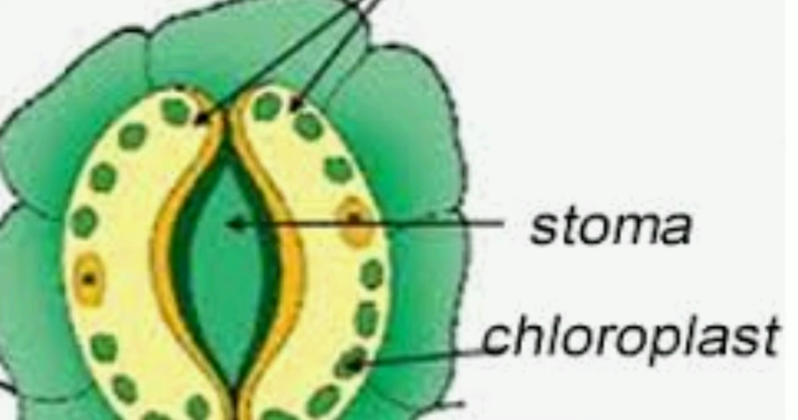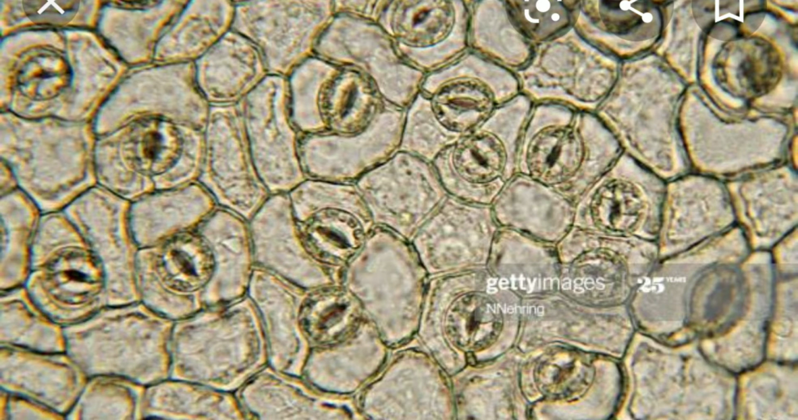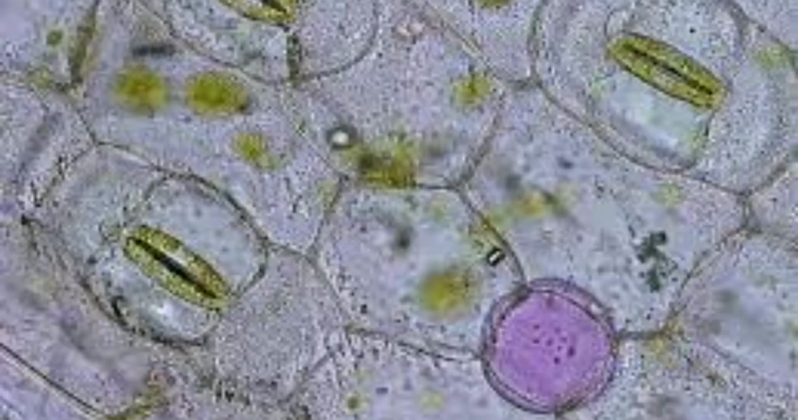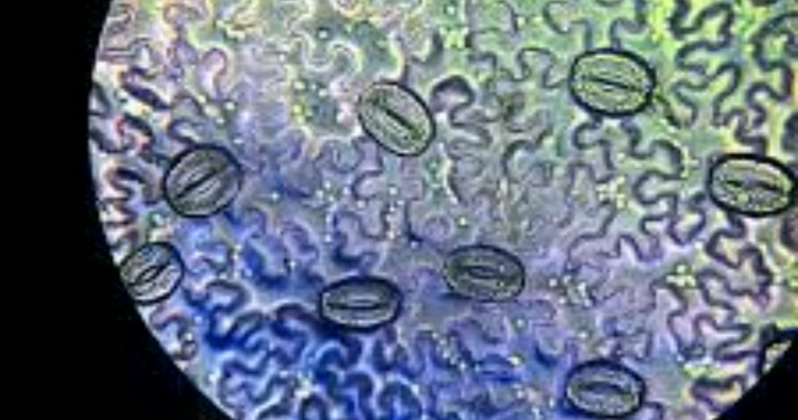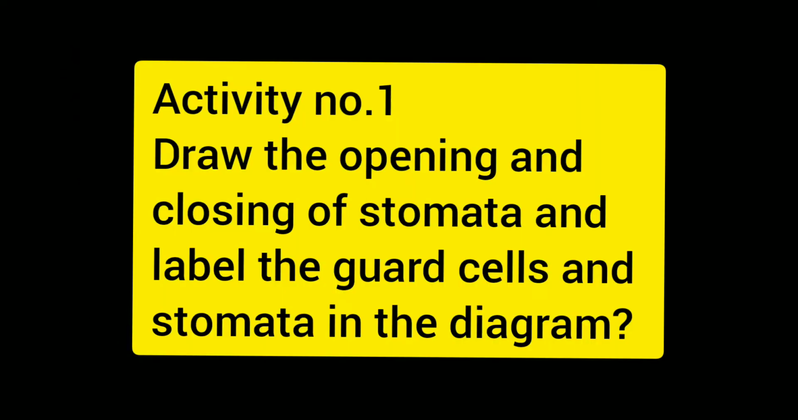This picture is a microscopic view of stomata. When we observe a peel of leaf under the microscope, we can see the stomata like this. Now here comes our first activity. Activity number 1. Draw the opening and closing of stomata and label the guard cells and stomata in the diagram. Do you know this process of stomata helps the existence of life on earth? Here is a video. Watch it out.